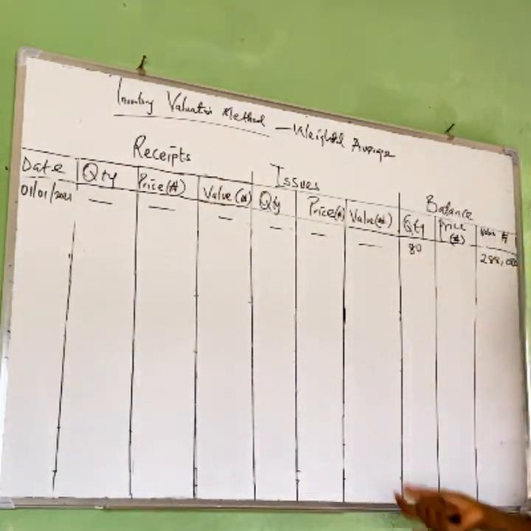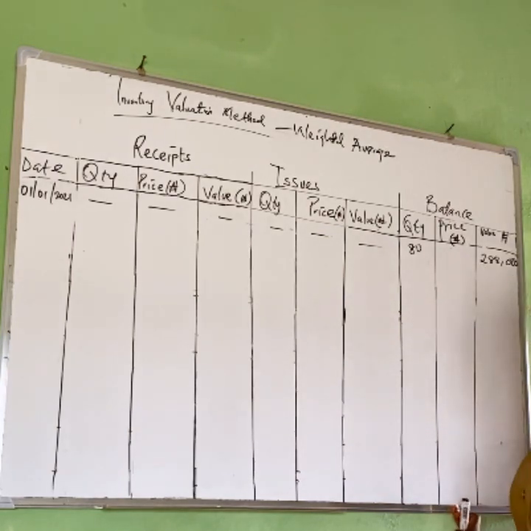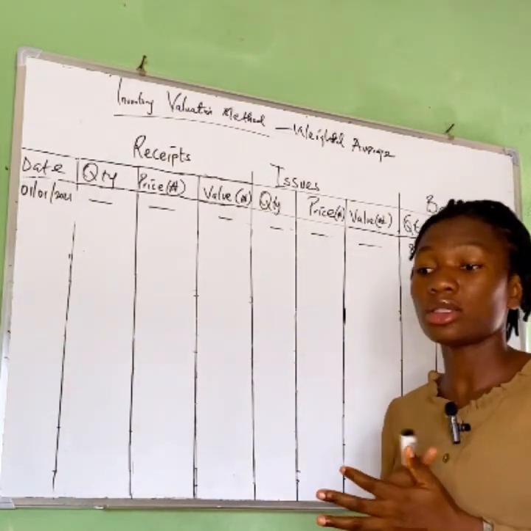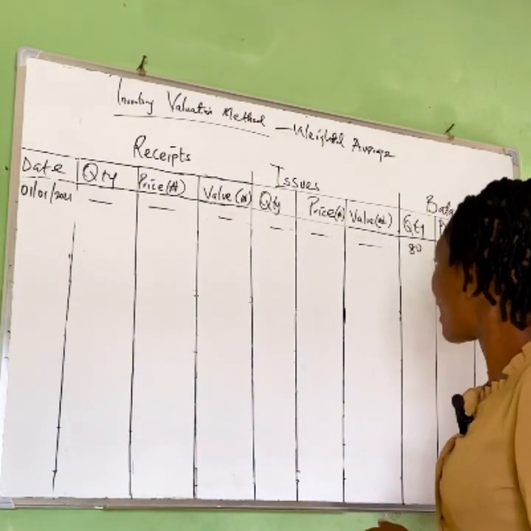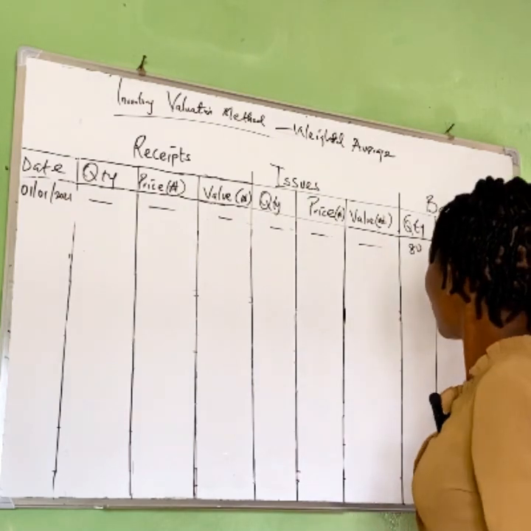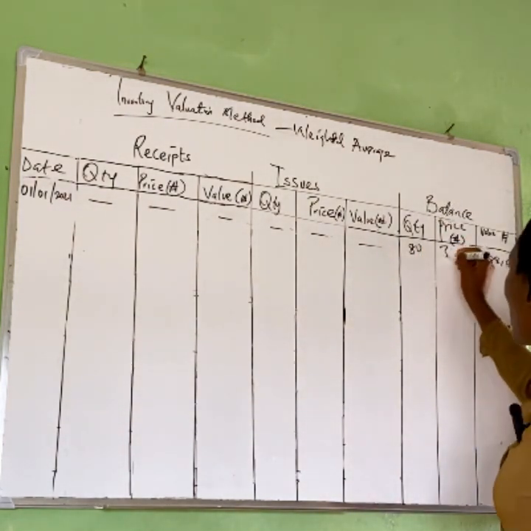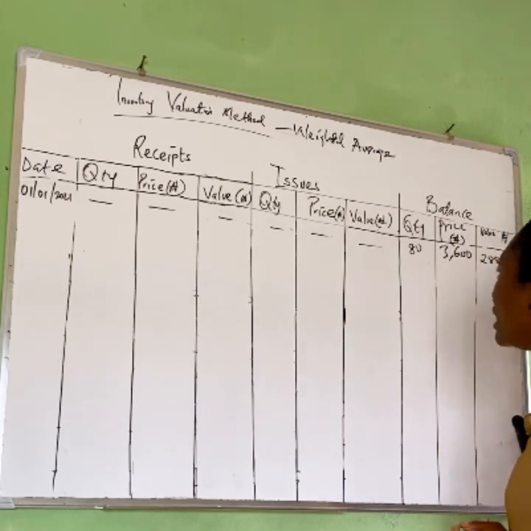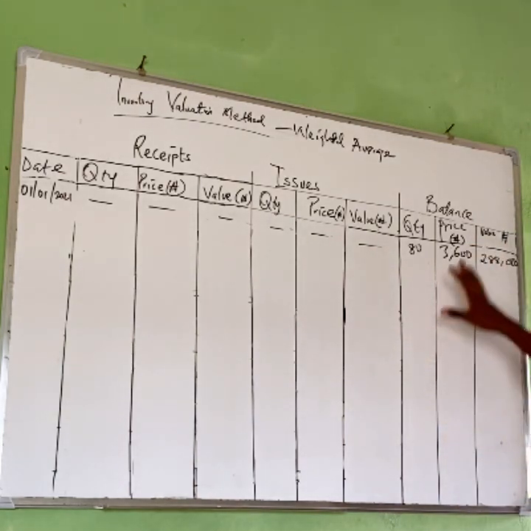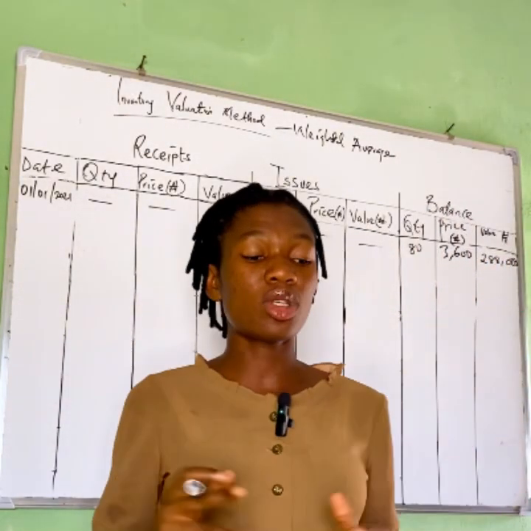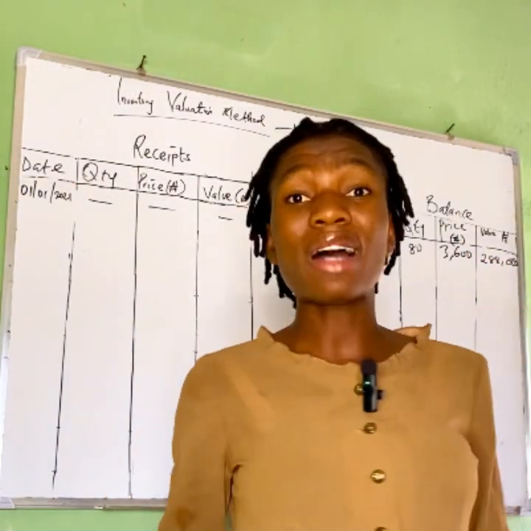Now, like I said, the balance now has a price column, so we have to calculate the price. We check for the price by dividing value by quantity. In dividing this, we arrive at 3,600 naira. That is the price per unit of the balance. Like I said, every time there is a new receipt, we have to take an average.